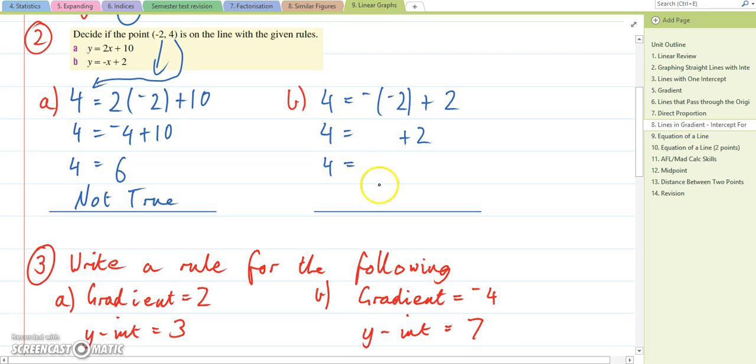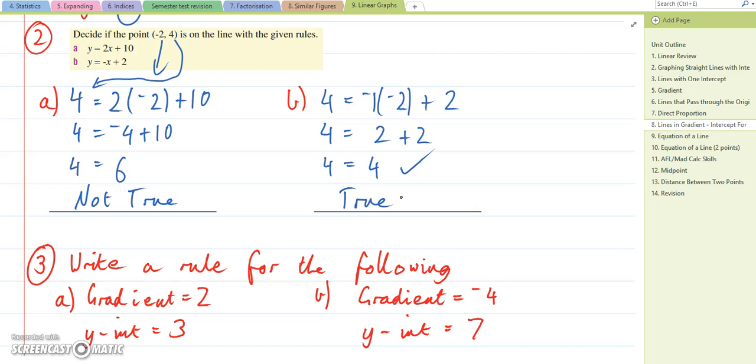Let's have a look at this one. So this time subbing in negative 2 again for x, and we end up with negative 1 technically by negative 2. It's positive 2. 4 equals 4. So yes, the point negative 2 and 4 does lie on the equation y equals negative x plus 2. So you're just subbing in your values, and if it comes out to be, in this case, 4 equals 4, then it is true, that point does lie on those lines. If it doesn't work, so 4 does not equal negative 6, it's not true, that point does not lie on those lines.